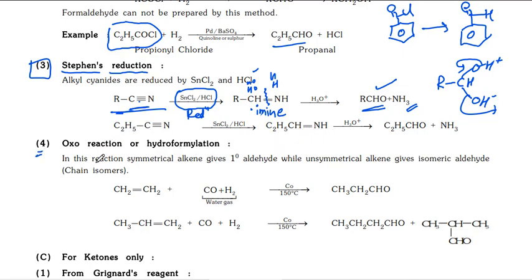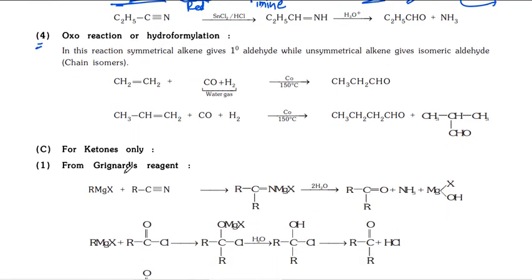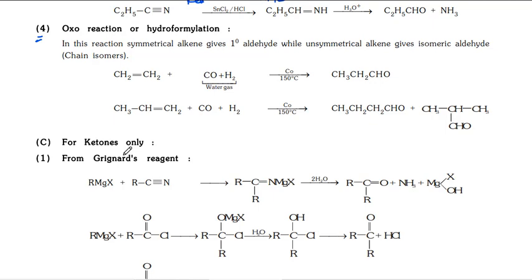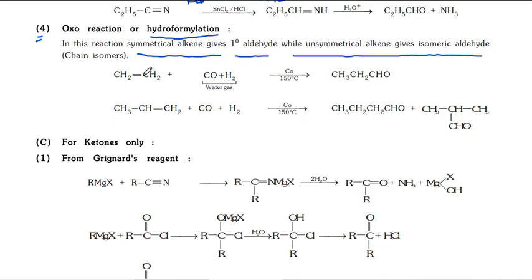Next, oxo reaction or hydroformylation. In this reaction, symmetrical alkene gives primary aldehyde while unsymmetrical alkene gives isomeric aldehyde. These are chain isomers. Symmetrical alkene means right side and left side both are equal.